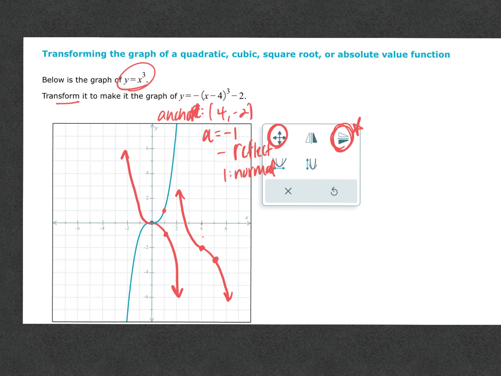Now, since my graph is normal, we can leave it right there and we don't have to worry about the skinny or compressed, stretched or compressed, because it is neither. It is a normal graph and our anchor point is at 4, -2.